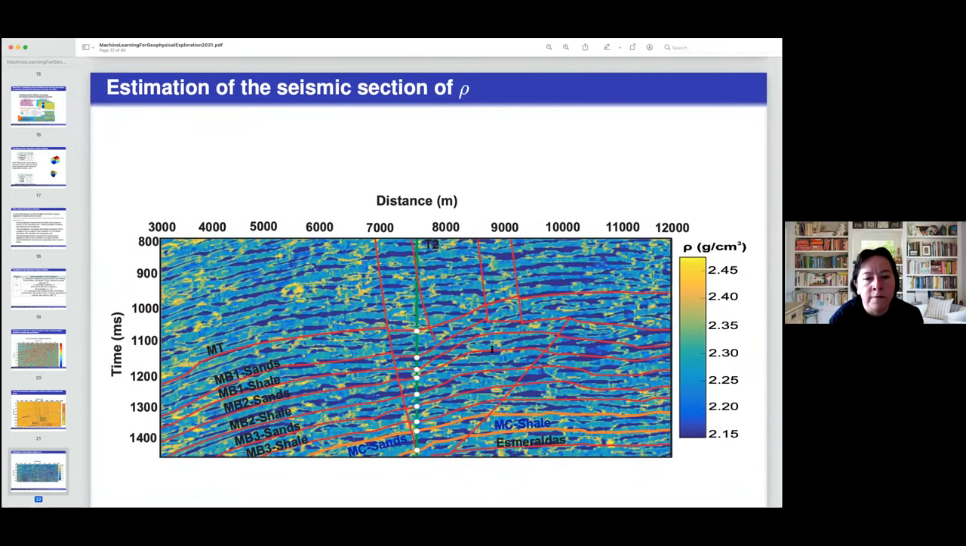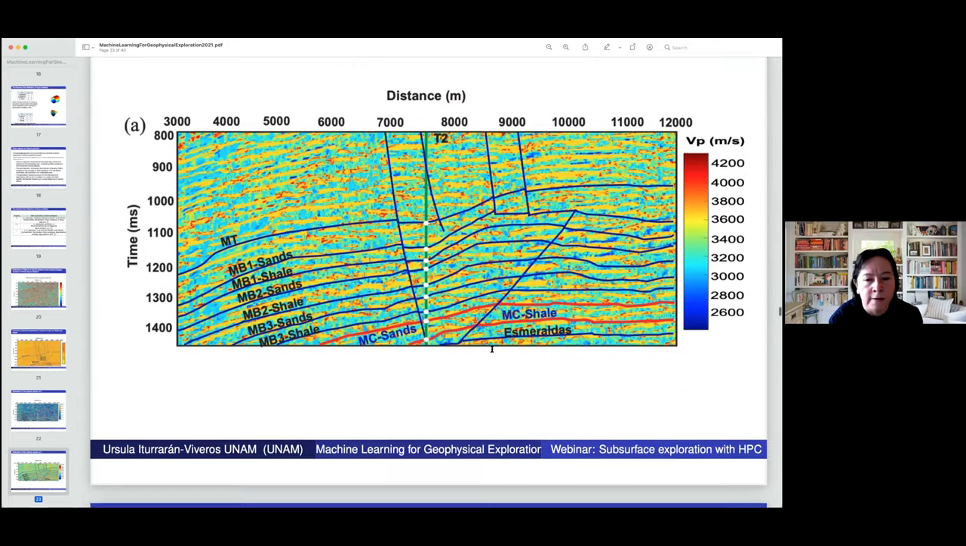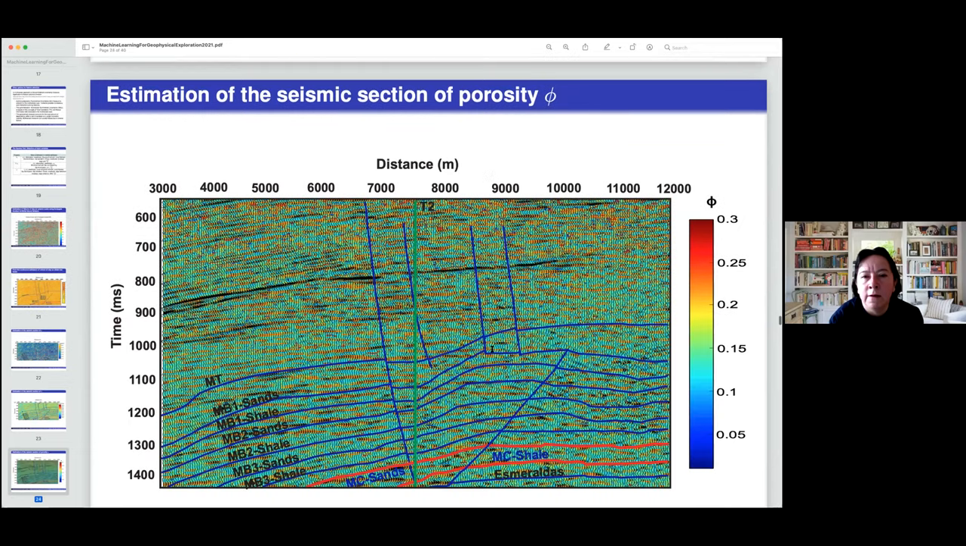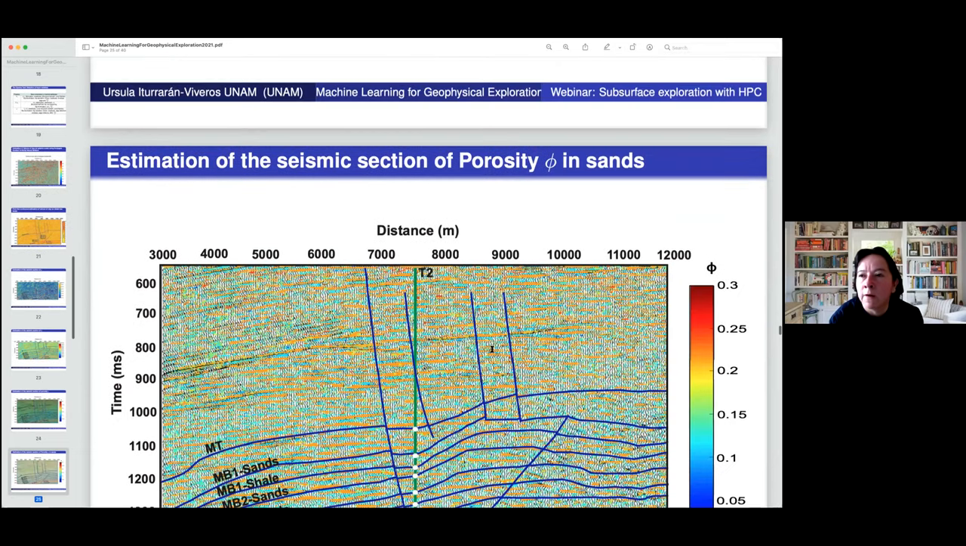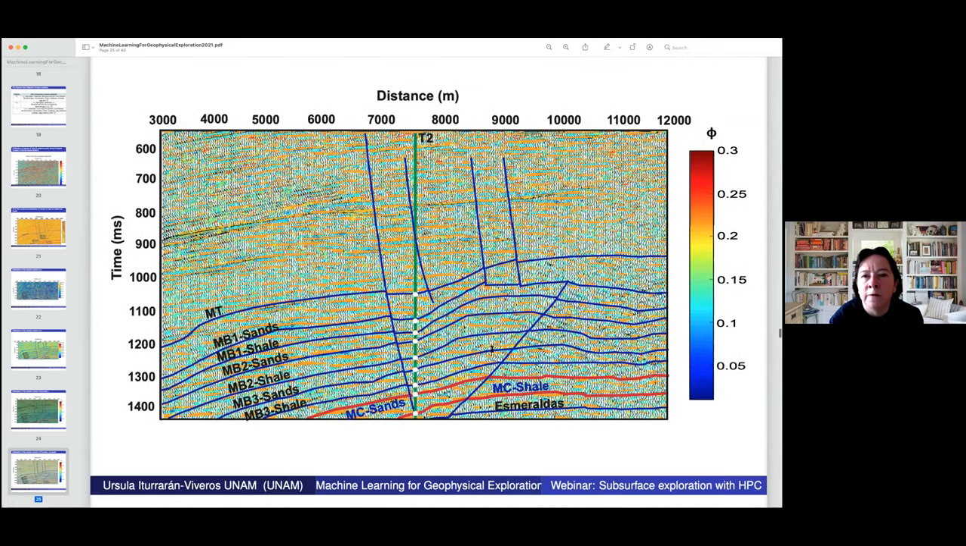I do the same for the density, for the velocities, and for porosities. I'm sorry that I go fast, but I'm running out of time. I can also switch the sands or shales on and off, because I know where the sands and the shales are. For example, here I draw the shales in white and only plot the porosity for sands. And here the same, I only plot the porosity for shales.